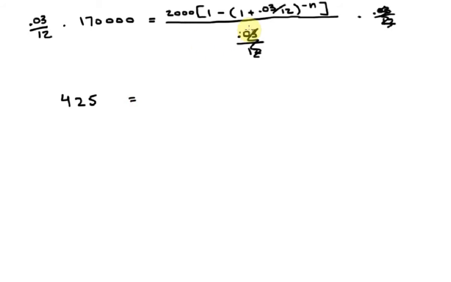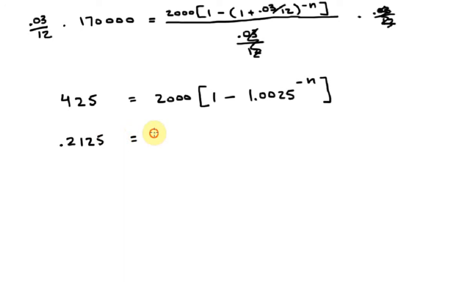And what can I do to simplify things over here? Well, I've got that 2,000 sitting there. Not much I can do about that right now. Then I combined the 1 plus the 0.03 divided by 12, and that gave me 1.0025. And of course, that's raised to the negative n. All right, so at least I don't have any fractions anymore. So next thing I did was divide by the 2,000. I went 425 divided by 2,000, and I got this decimal number.